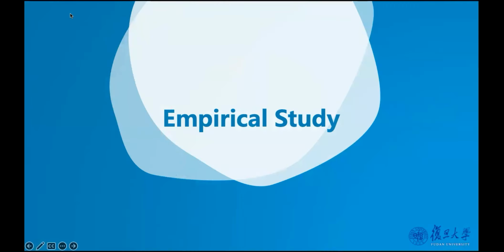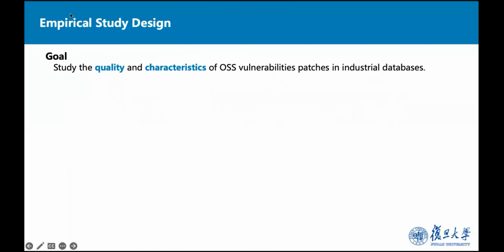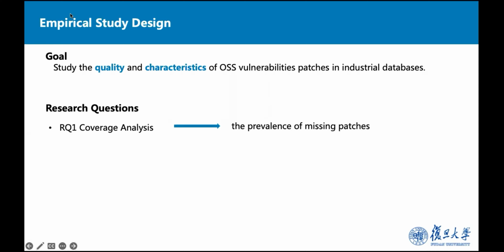Okay, let's go to the empirical study section. To study the quality and characteristics of patches in industry databases, we want to answer 5 research questions. The first question is coverage analysis. This is to measure the prevalence of missing patches in these industrial databases.